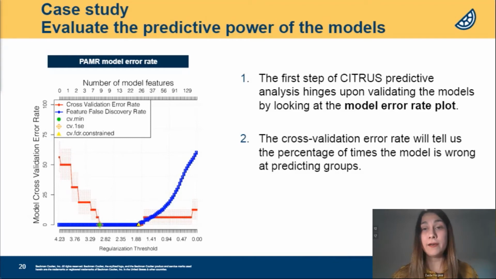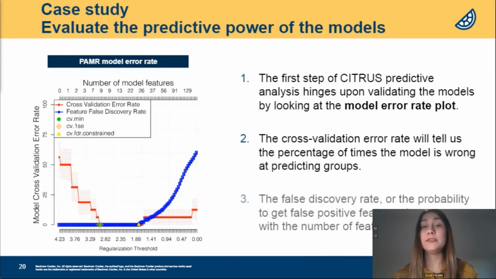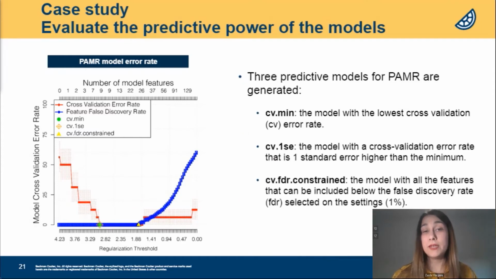So there are some models that are very good at predicting. Then we have the false discovery rate in blue. And this rate is going to tell us the probability to get false positive features. And of course, it increases with the number of features. So you can see how the blue line increases on the right part of the graph. Apart from having these 2 rates, PAM is going to generate 3 different models that are the minimum, the one standard error, and the false discovery rate constraint.